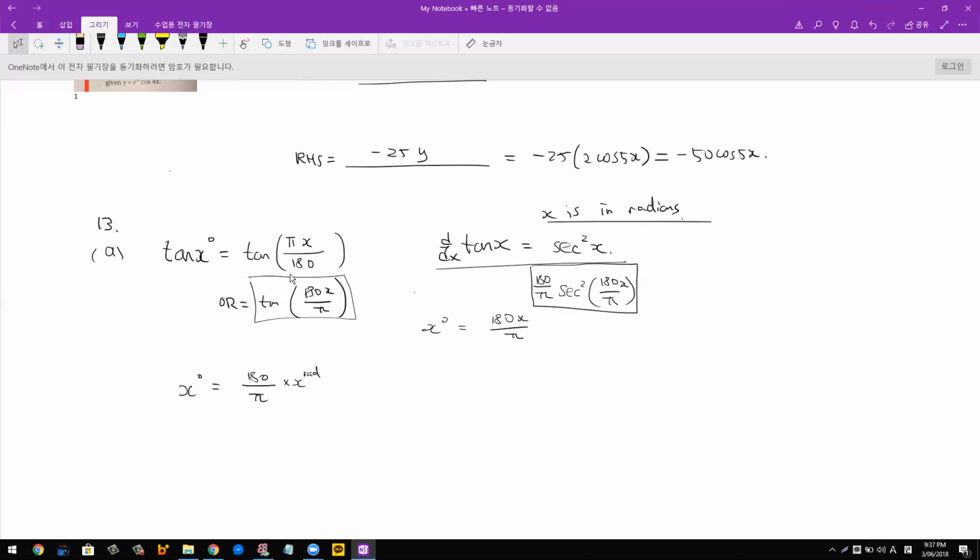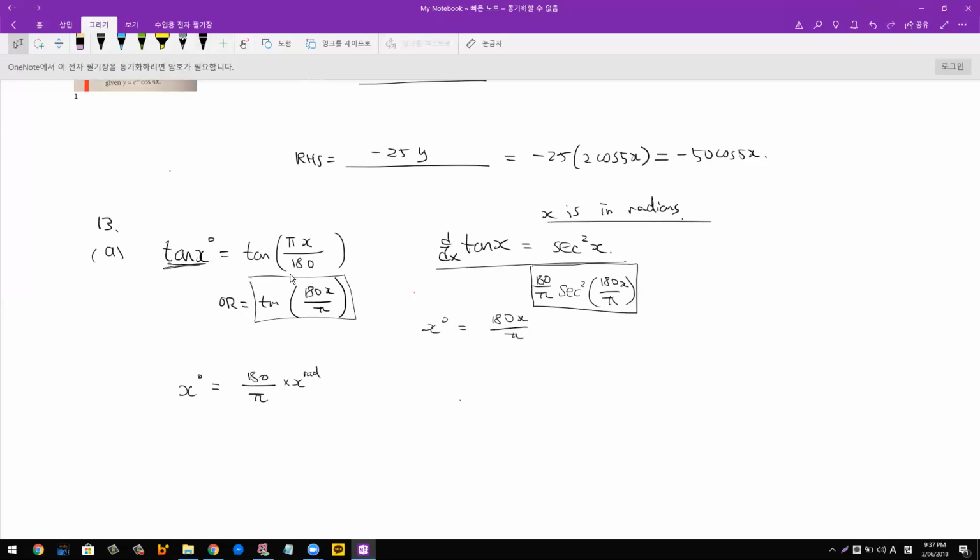I want you to check the answer, please. Do you still write tan brackets 180x over pi underneath? I would say, just check the answer first, because it might be wrong. The answer for question 13a is pi on 180 sec squared x degrees.